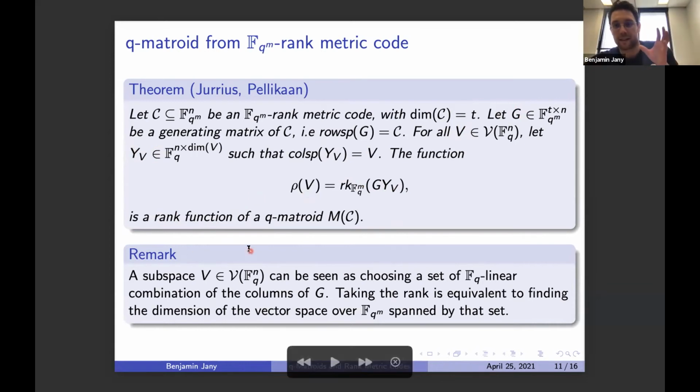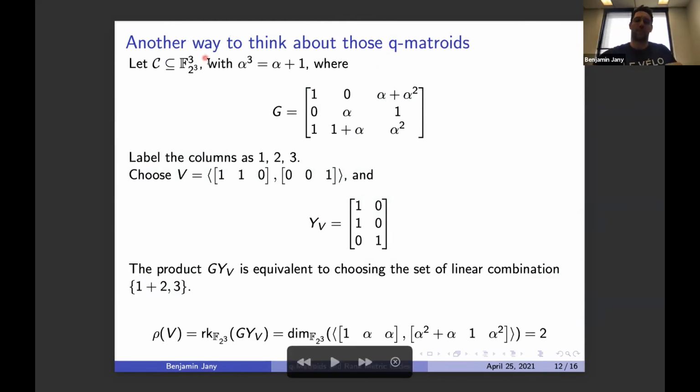I want you to think that this subspace V that we choose selects a set of F_q linear combinations of the columns of this G that we start with, and that the rank of this space V will just be the dimension of the space generated by that set of linear combinations of columns. If you think about matroid theory, remember we select a subset of columns of our matrix G. And you can kind of see that q-analog just popping up in here. So let's look at a quick example.